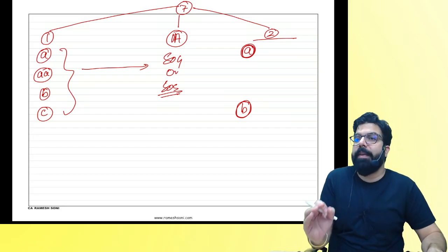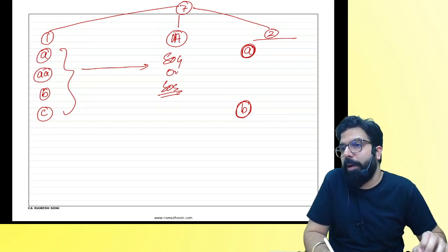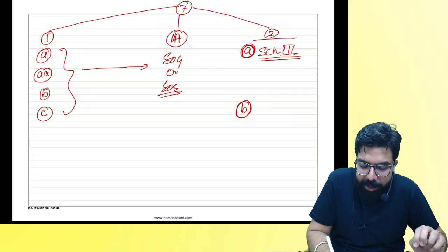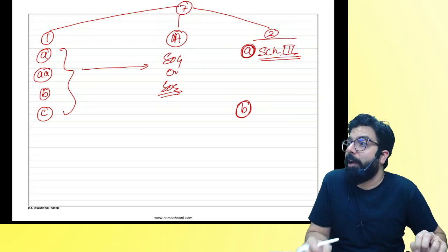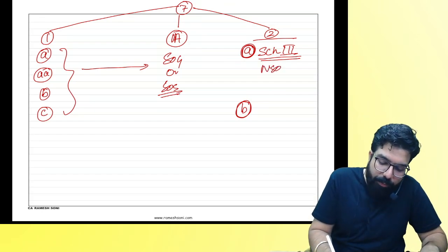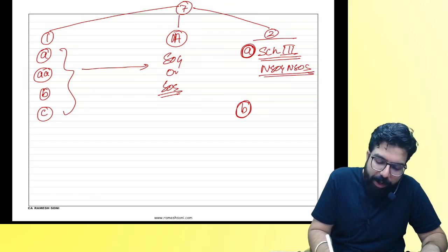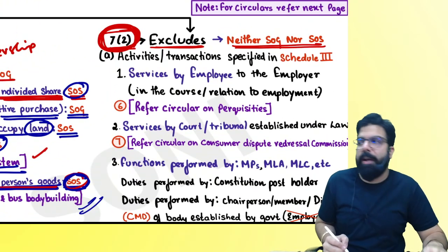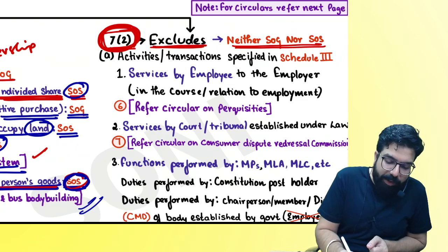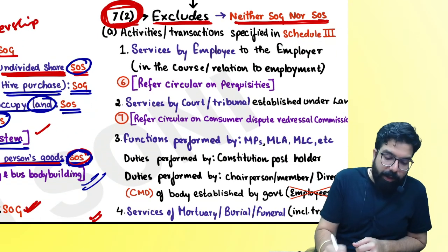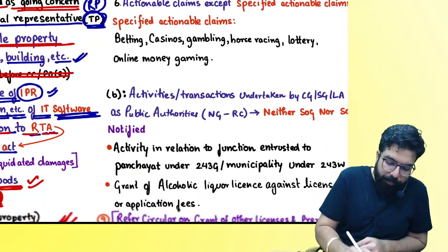A says that please go to schedule 3. Where will you go, everyone? Schedule 3. And in schedule 3, whatever activities are told are neither supply of goods nor supply of services. Where is it told, everyone? Section 7.2. What are the things which are excluded from supply, which will be neither supply of goods nor supply of services? So they have told section 7.2 has 7.2a and 7.2b.